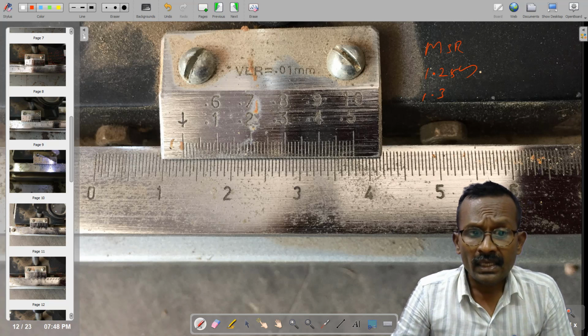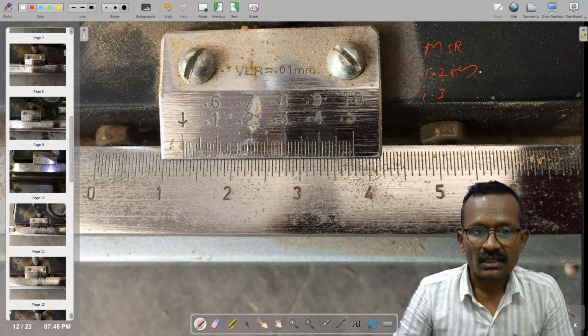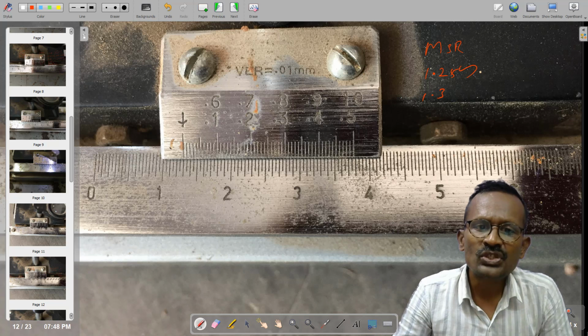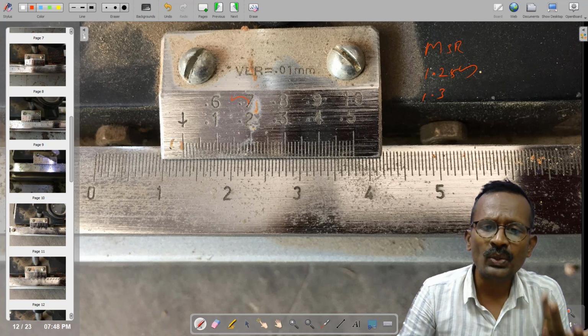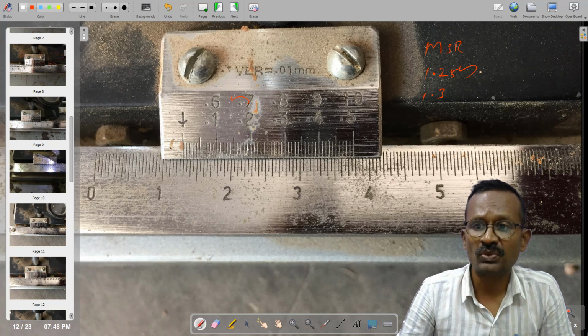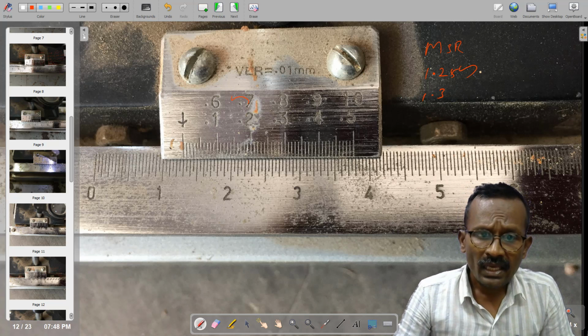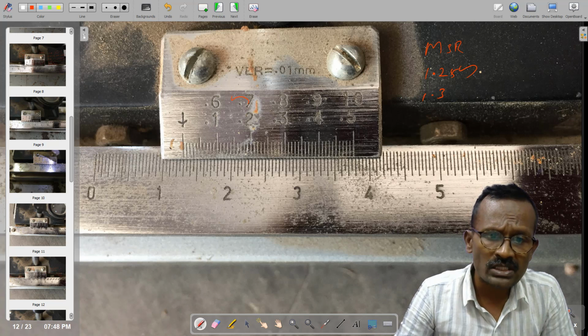But as I told you before, if the arrow crosses the 0.05 division, we should consider the upper value. In this sense, we are going to approach this one. Okay, in this sense, what is the main scale reading? It is 1.2. We should not bother about this one. 1.2 is the main scale reading, 1.2 centimeter.